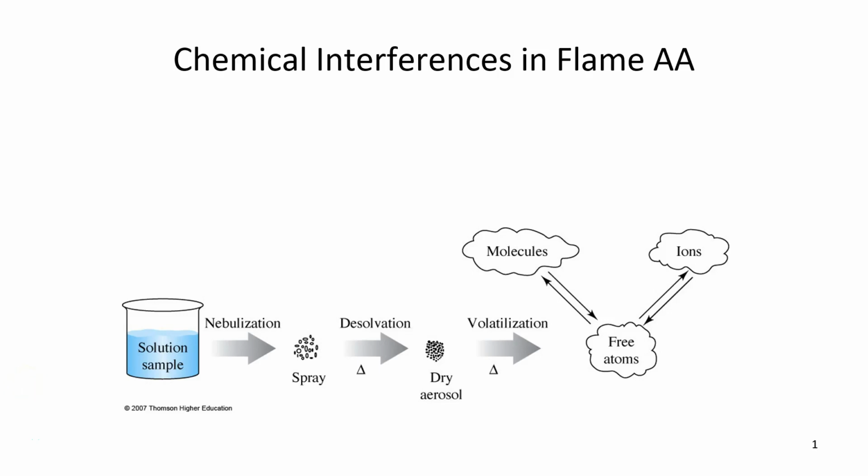Hi everyone. We're going to talk about chemical interferences in flame AA in this video, and there are three types. I thought this diagram would be helpful as we go over these chemical interferences.